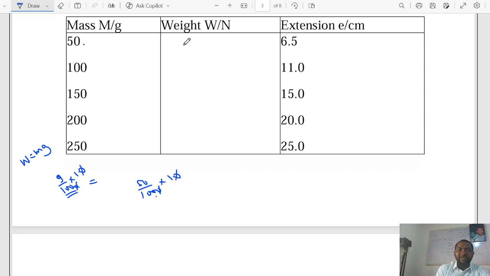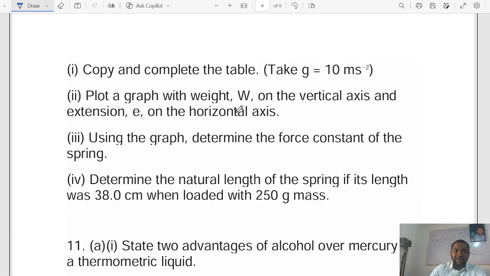So 50 divided by 100 is 0.5. 100 divided by 100 is 1. 150 divided by 100 is 1.5. 200 divided by 100 is 2, or 2.0. Let's make it to one decimal place. Then 250 divided by 100 is 2.5. Okay, right? If it is to one decimal place. Now the next question, we have answered this question.